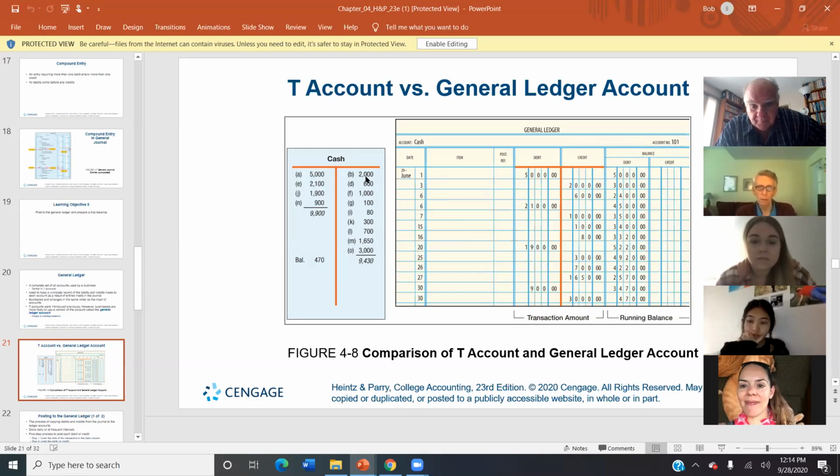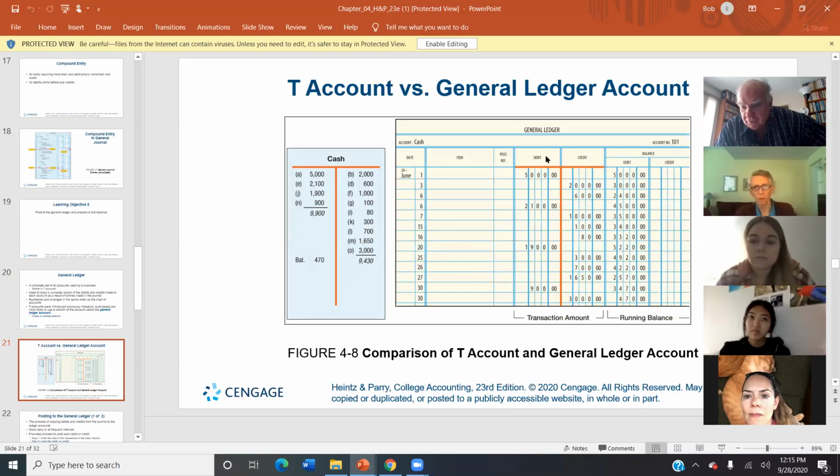So here's the general ledger. Here on June 1st, this person invested $5,000 in his business. So his business now has $5,000 in cash. The balance after that was $5,000. Then he spent on June 3rd, $2,000. His balance is now $3,000. The general ledger is a double T account, if you will. This is the activity. This is the running balance. Can we understand that?